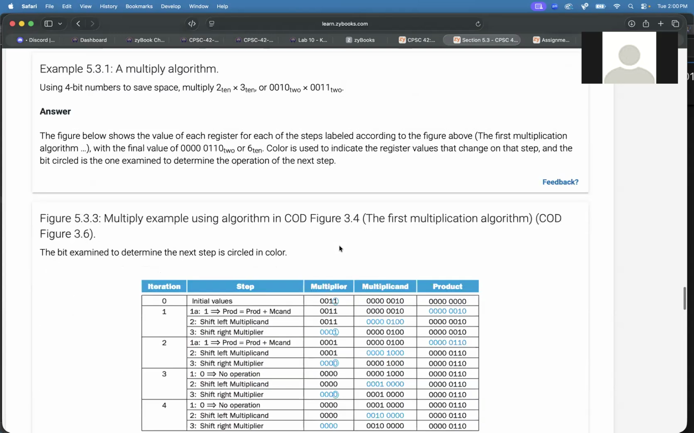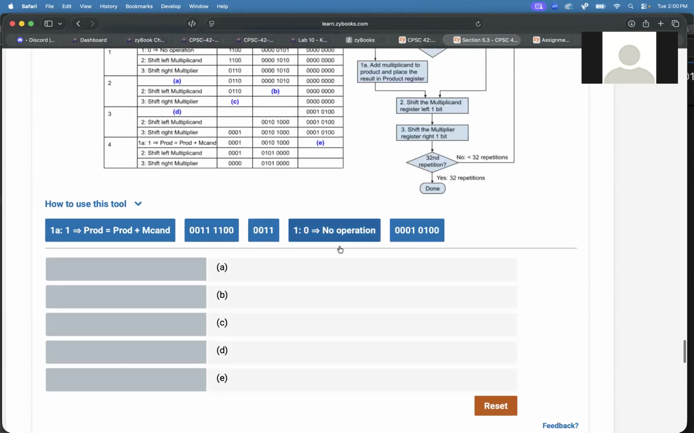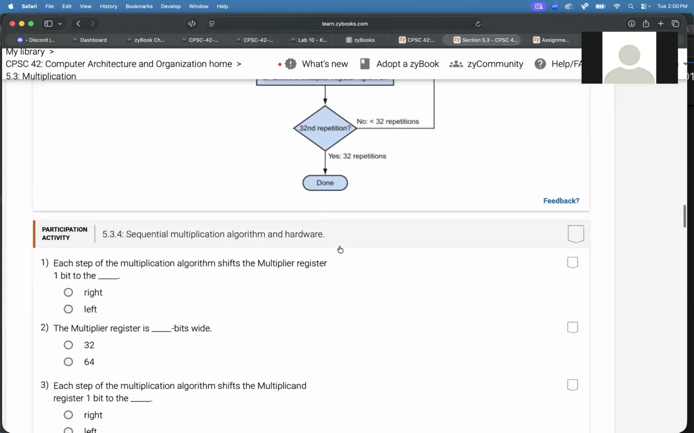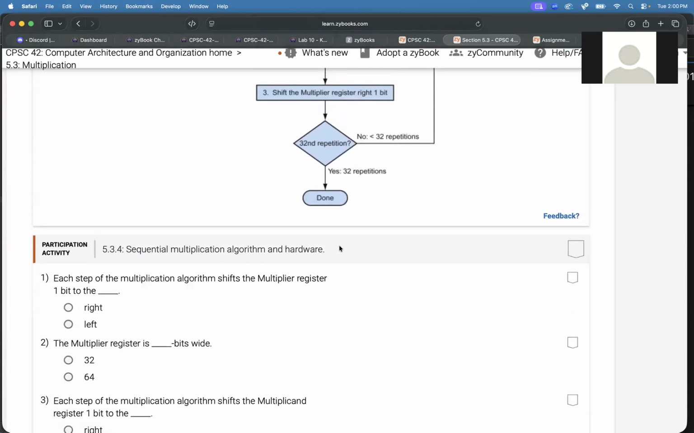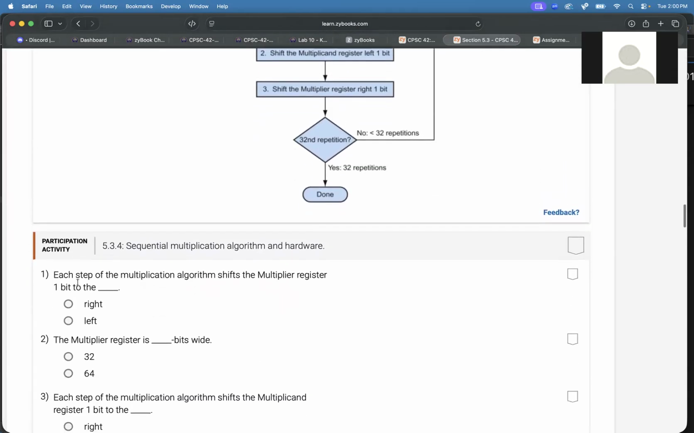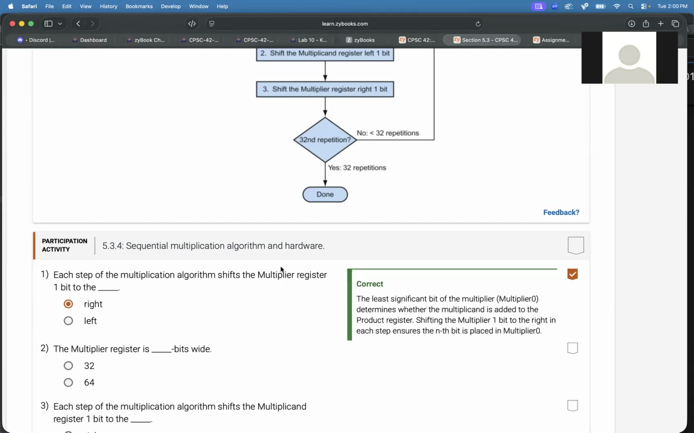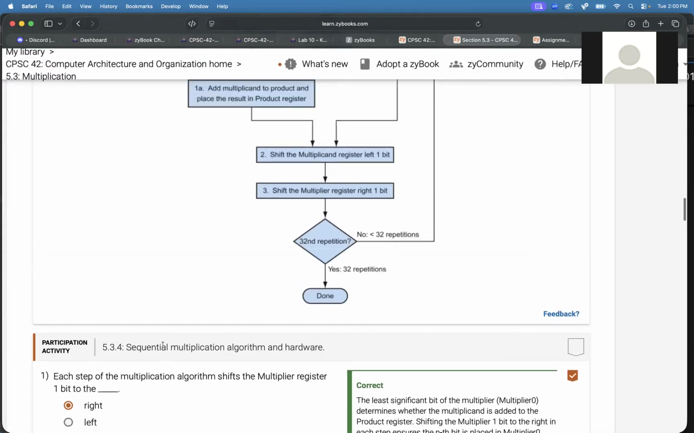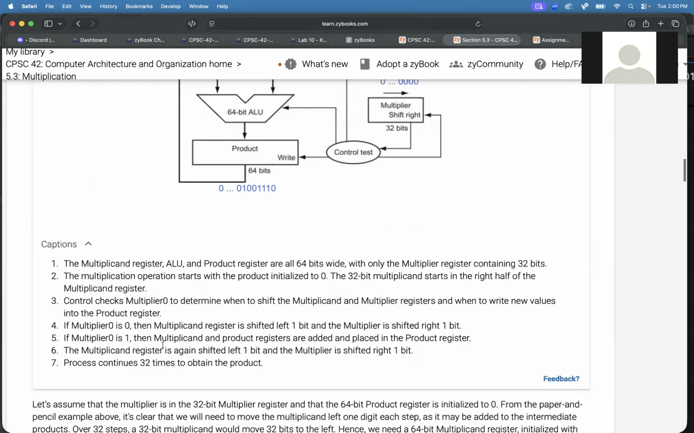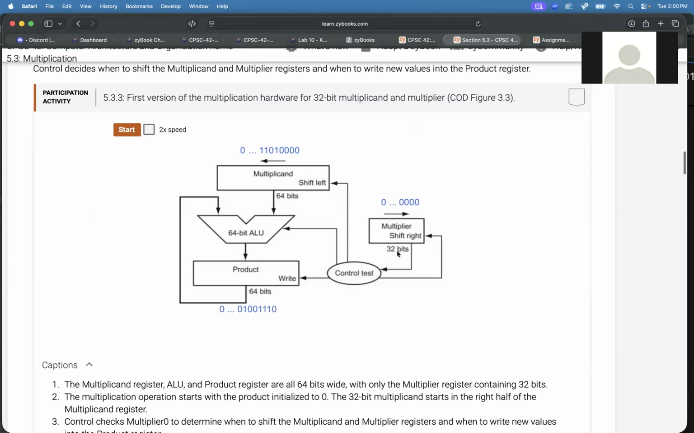There are no challenge exercises on these, but you can go through and try to understand them. Each step of the multiplication algorithm shifts the multiplier register 1 bit to the right, right? Just keyword multiplier and multiplicand. The multiplier register is how many bits wide? Well, look, we look up the chart. Multiplier, 32 bits.